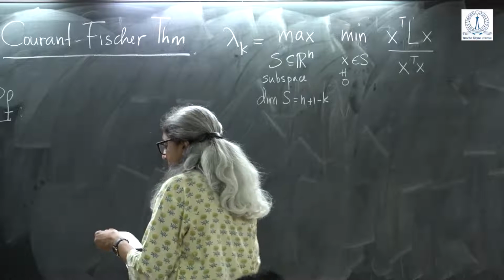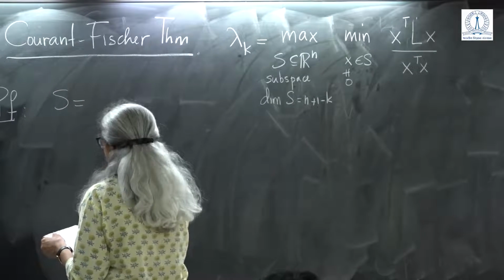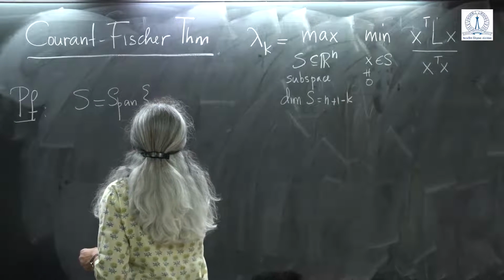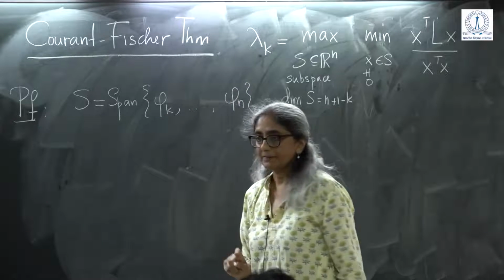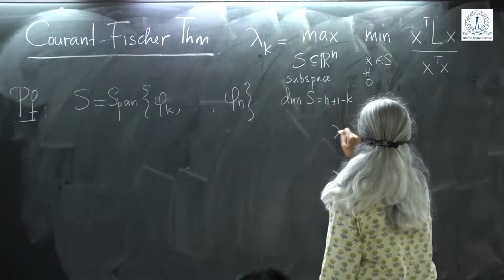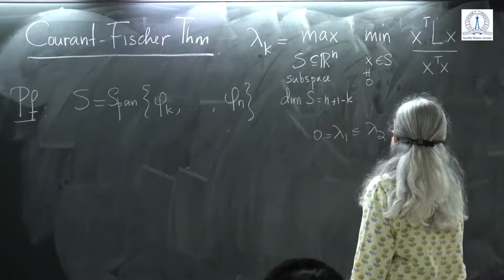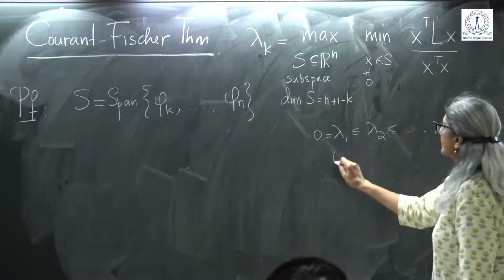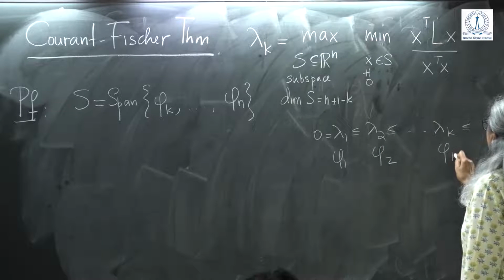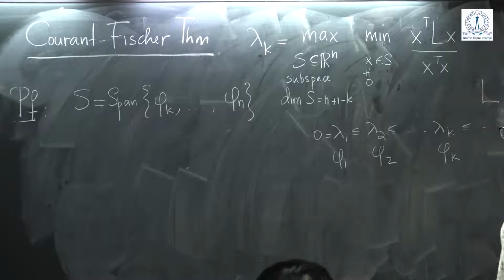We'll start the proof here. I'm going to first pick S to be the span of phi k up to phi n. Remember the eigenvalues are lambda 1, which is 0, then lambda 2, all the way to lambda k, and lambda n, and they go with eigenvectors phi 1, phi 2, phi k, phi n. This is the Laplacian story. So I'm taking the span of the top n minus k plus 1 eigenvectors, starting from here and taking all of these.